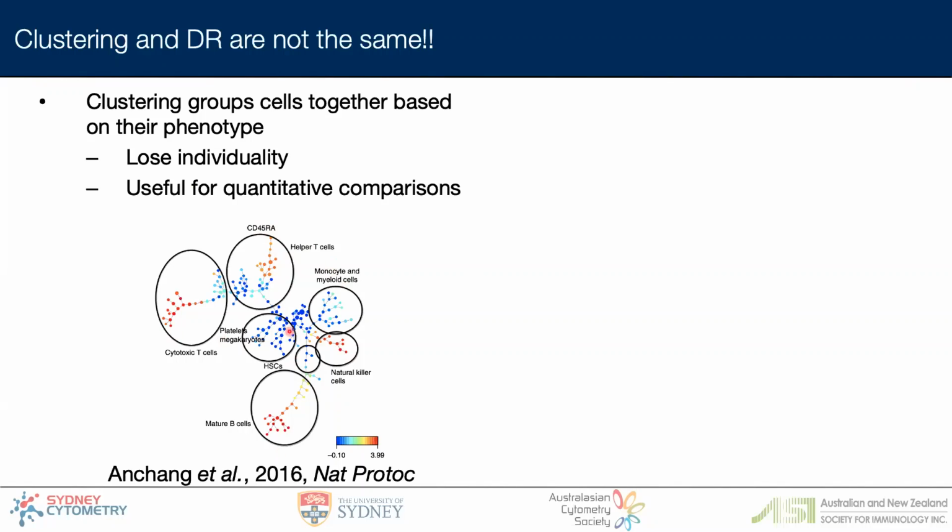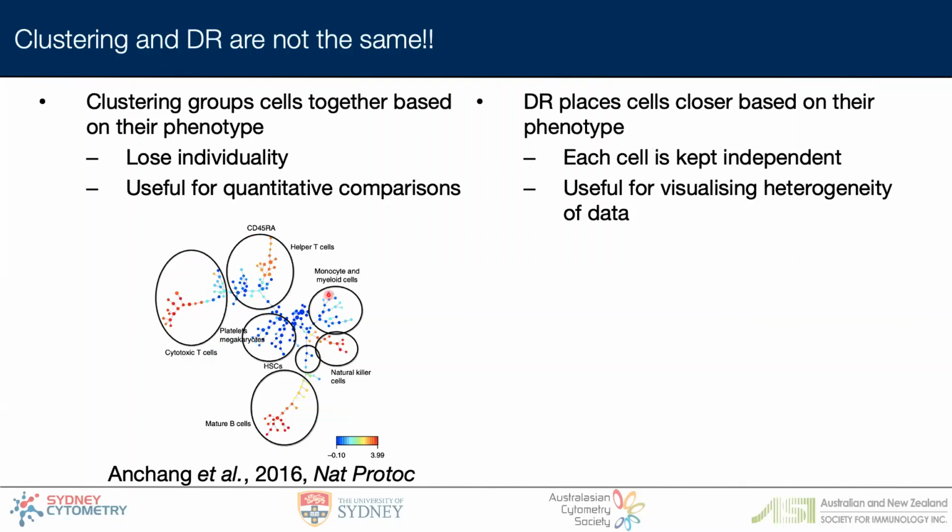At the same time, what this figure nicely highlights as well is that these individual clusters can start to be grouped together at a higher level, looking at major cell subsets. So you can still get these nice visualizations of the major cell subsets in your data. Now, dimensionality reduction, on the other hand, keeps each cell independent of each other. So you don't get the immediate quantifiable results that you do compared to clustering, but these are very useful for just visualizing the heterogeneity of your data.